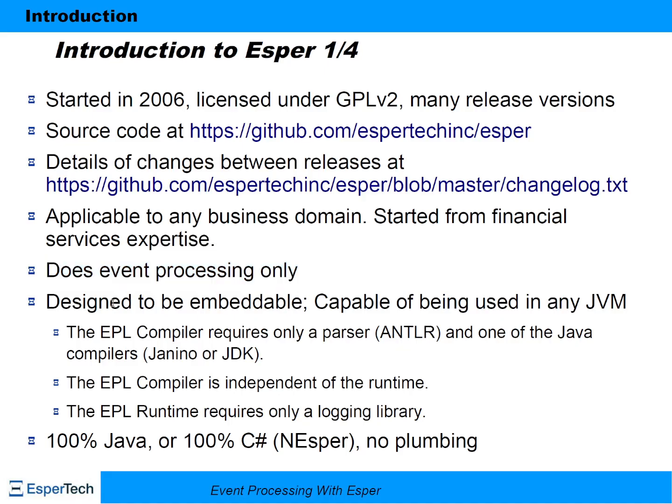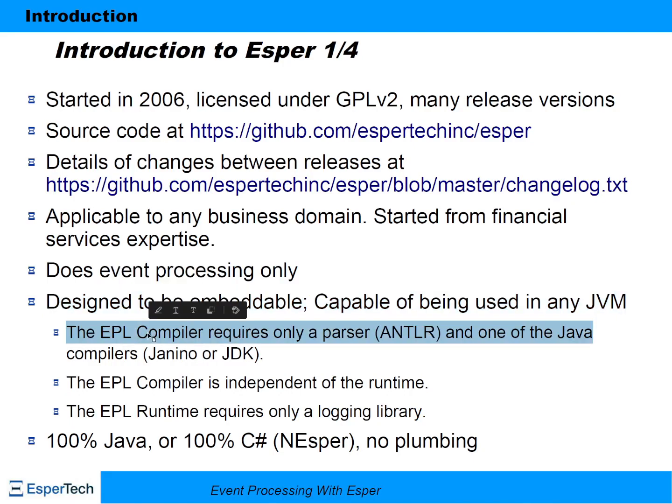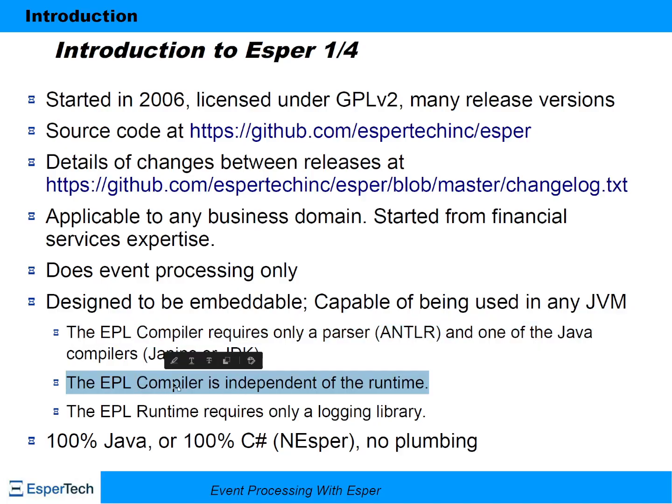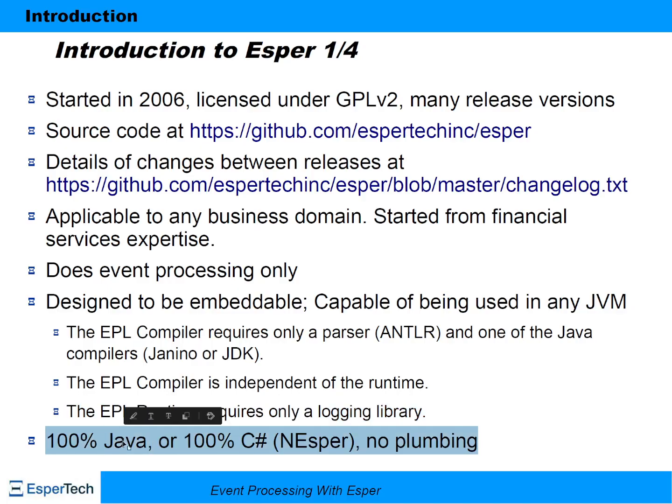Esper is designed to be embeddable, capable of being used in any JVM. The EPL compiler only requires a parser and a Java compiler. The compiler can run independent of the runtime. The EPL runtime only requires a logging library. Esper consists of Java only and does not need any native library.